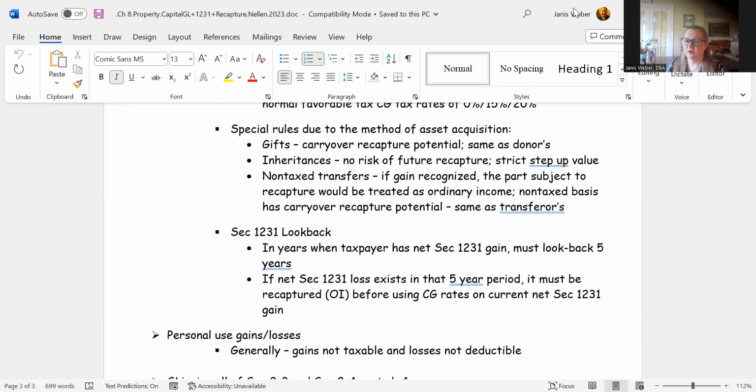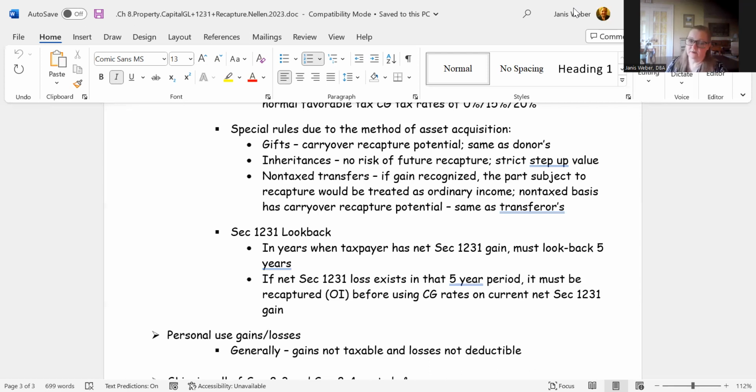And then non-tax transfer. If a gain is recognized on a trade or a like kind exchange, then the part subject to recapture will be treated as ordinary income. And non-tax basis has carryover recapture potential, same as it was in the hands of the transferor. That would be true too when you move it into a corporation, a 351 transfer, any of those kind of things where a transfer from one to another is a non-tax event. Then that would be a carryover basis, similar to what I mentioned on the gifting, where that characteristic goes with the asset. So if there's recapture trouble coming in with the asset, it's still there.